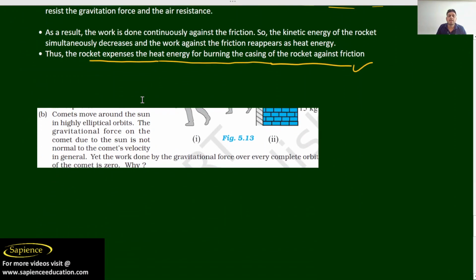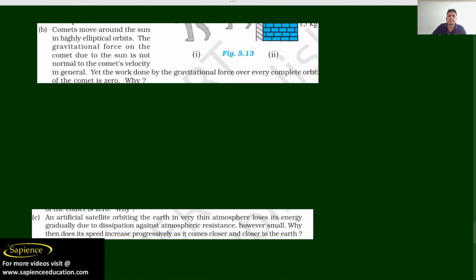Now the second part of this question is: comets move around the sun in a highly elliptical orbit. Suppose there is a sun and the comet is moving around the sun in an elliptical orbit. Suppose this is your comet. The gravitational force on the comet due to the sun is not normal to the comet's velocity in general, yet the work done by the gravitational force over every complete orbit of the comet is zero.